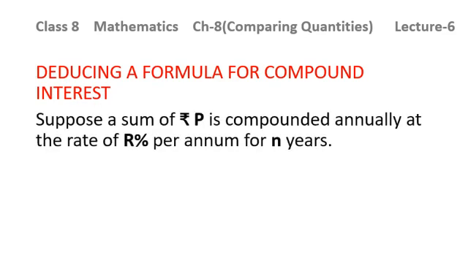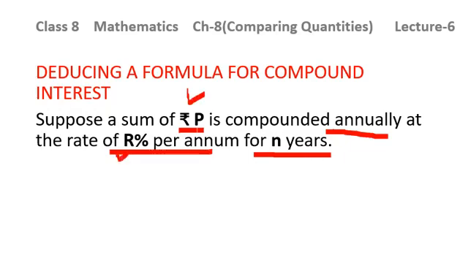Suppose a sum of rupees P is compounded annually at R% per annum for n years. As I need to deduce the formula, the formula is always deduced in the general way. So I have taken rupees P as the sum or the principal, R% as the rate, and n, that is time, will be n years. In general I need to find the formula, so I cannot take a specified amount or a specified rate of interest for a specified number of years.